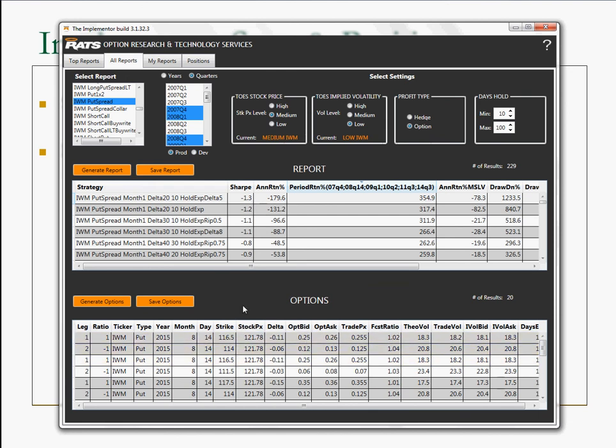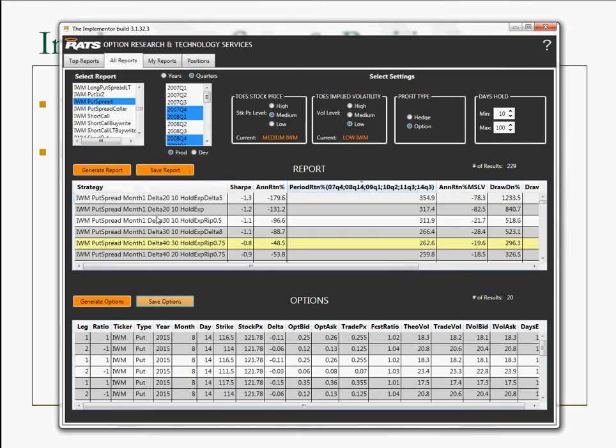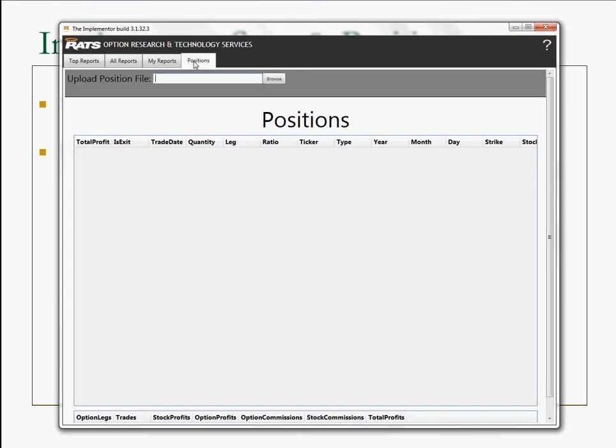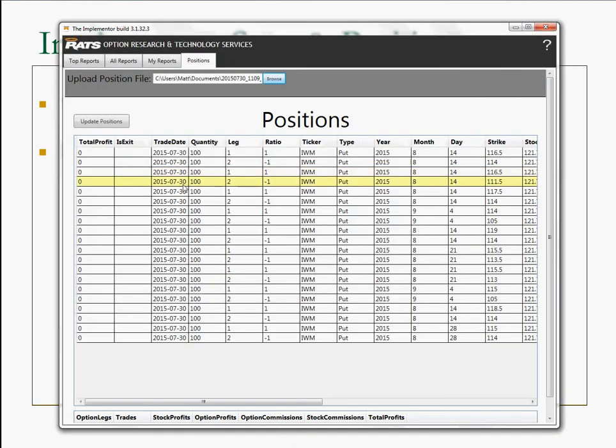One of the things that we want to take you through is the positions tab. So let's just say we save these positions, and it'll save it in my documents or wherever you want to save it. Then we could go over to positions. So let's say you have these positions on. It loads these in, and when you press update the positions, it'll say whether it's an exit yet.